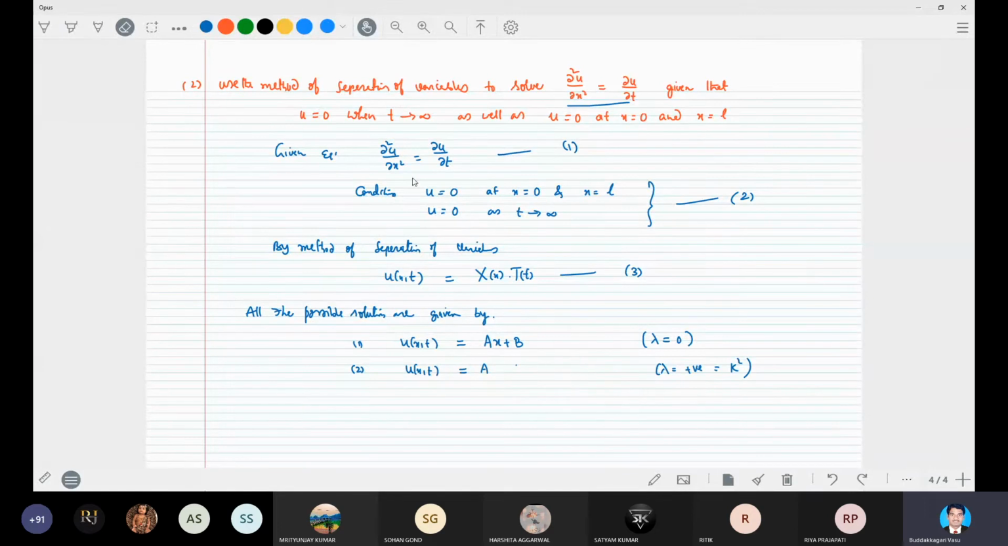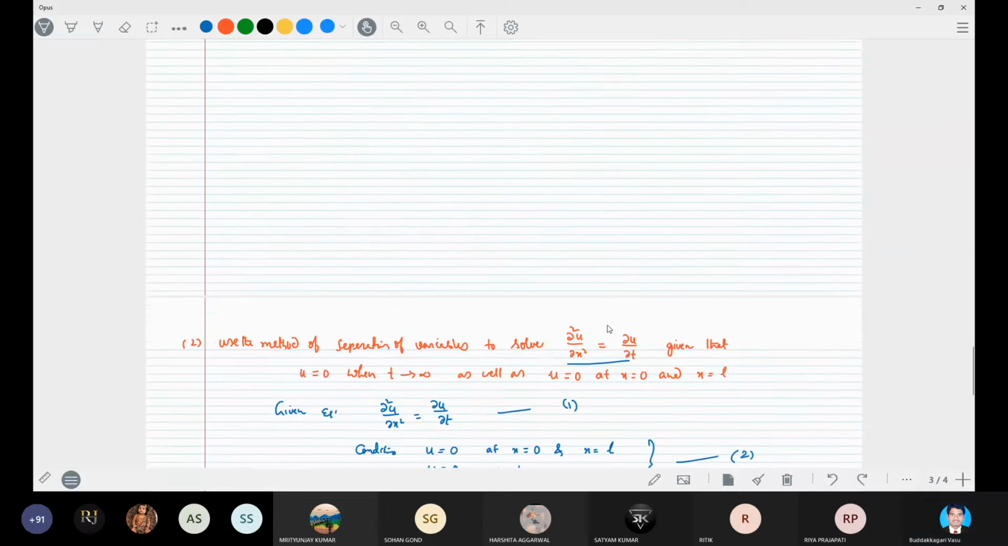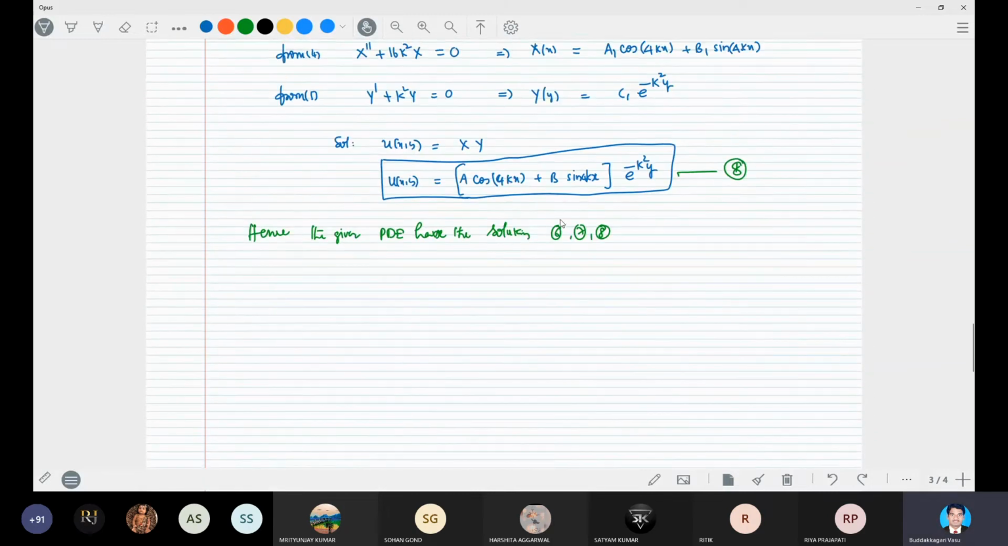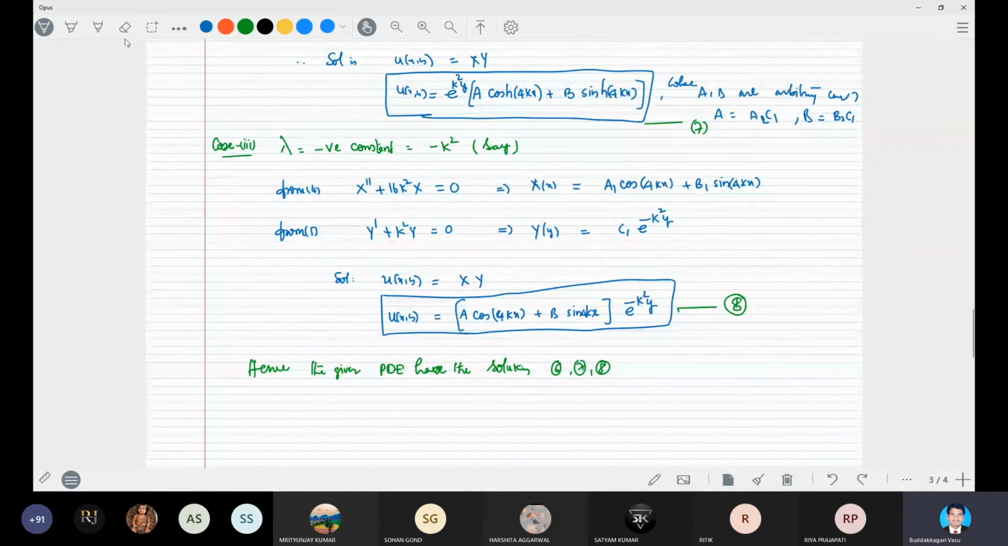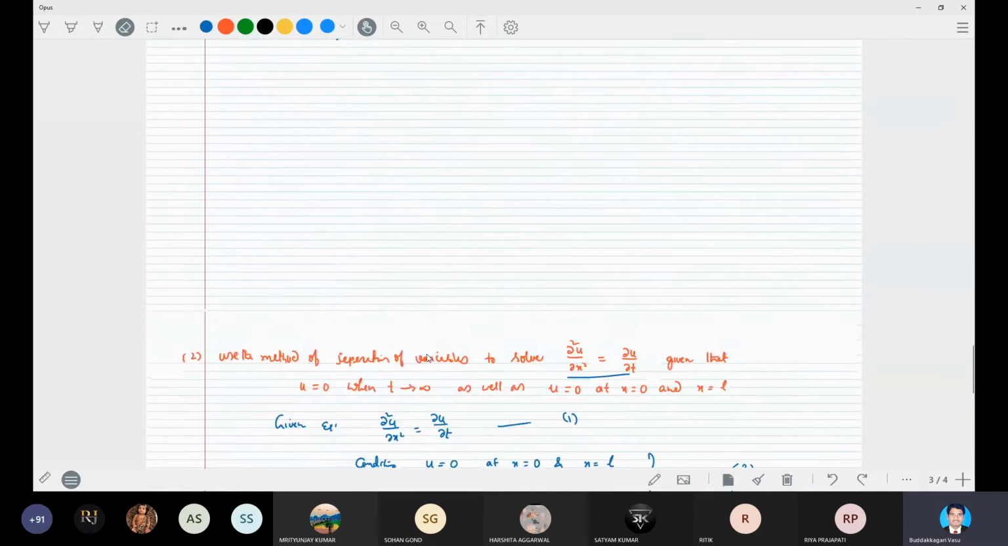Nothing else is there. A into e power kx plus b into e power minus kx, into e power plus k square t, right? k square t, not negative, for positive k square it is, right?